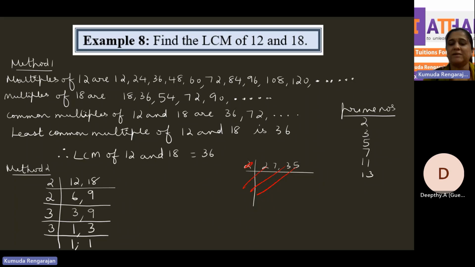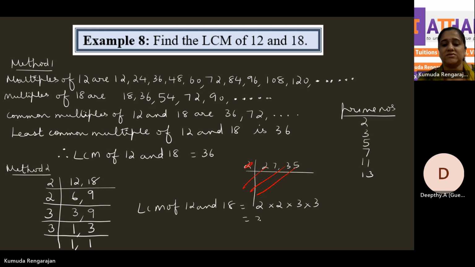Okay, so you should write below, children. I don't have space, so I'm writing it here. Write below this: LCM of 12 and 18 is equal to 2 into 2 into 3 into 3. Multiply these numbers. That is 36. You will get the same answer in both the methods.